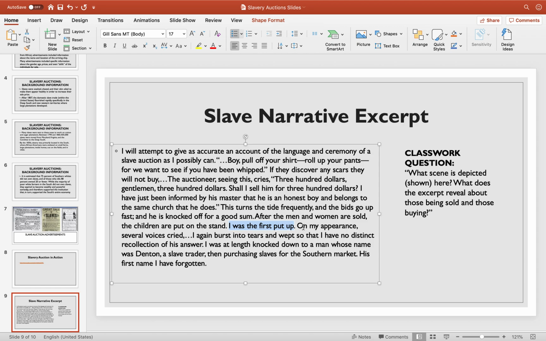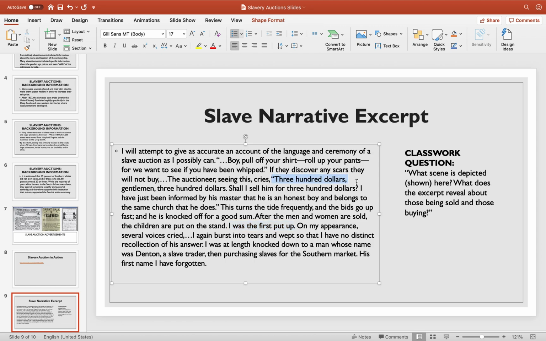So this boy who was speaking ended up being sold to a slave trader, right, who was purchasing slaves for the southern market, and he didn't remember his first name. So this boy is giving you a first-hand account of what it's like at a slave auction. All right, so think of some of the important details that are being talked about here.